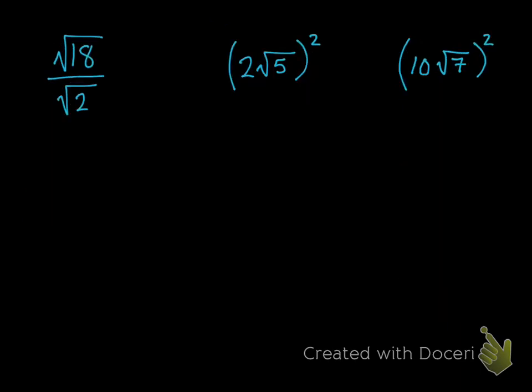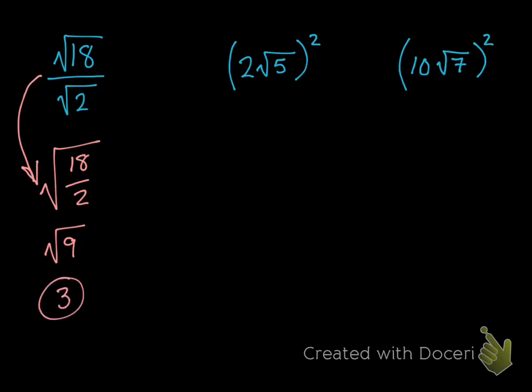The next thing I want to look at is one more of those, and then we're going to look at a few other examples here. So again, this fraction is exactly the same as the square root of 18 divided by 2, which is the square root of 9, and the square root of 9 is 3, so this one simplified very nicely for us.